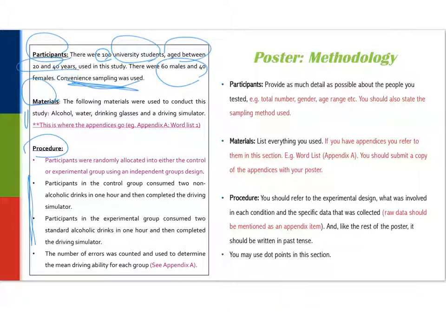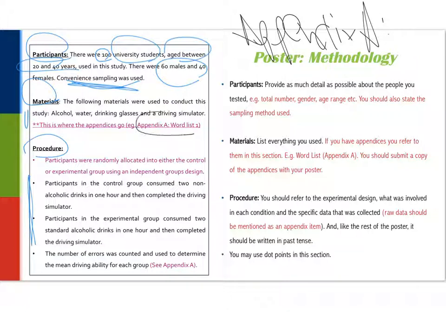Now, the way you do that is just chuck them on a separate piece of paper, and for each of the word lists, and there were 2, you would just write like Appendix A, word list 1, like we can see here. And then for the second word list, Appendix B, word list 2. You will also have a third appendix, and that will be for your raw data. That will be Appendix C, raw data.